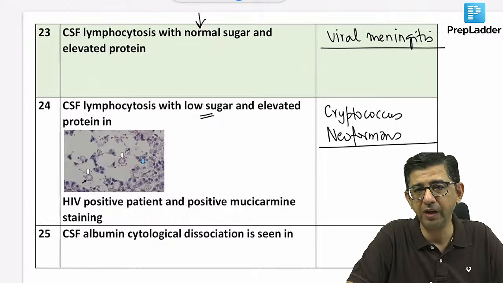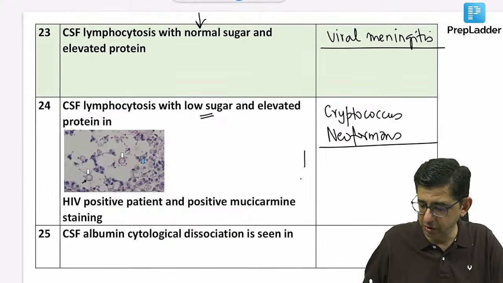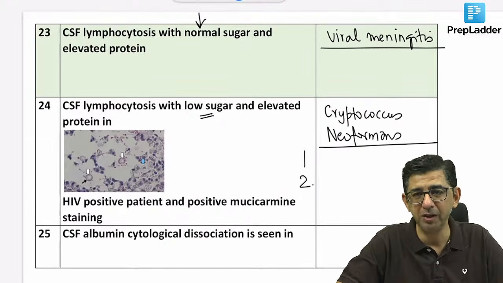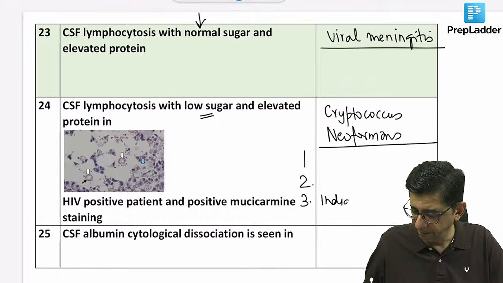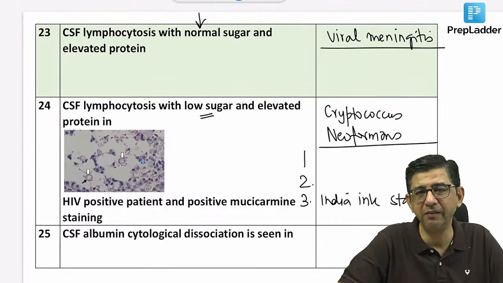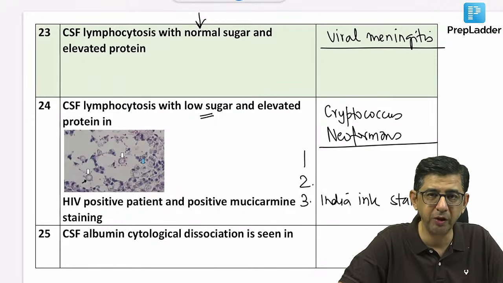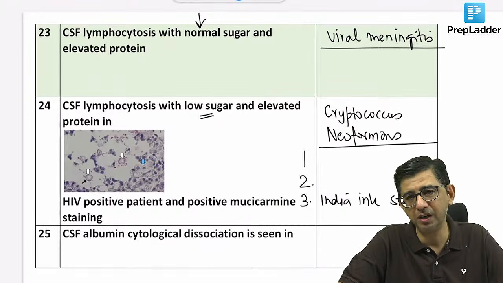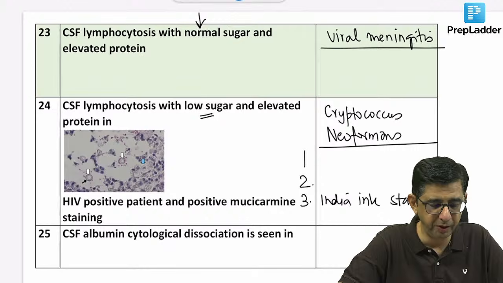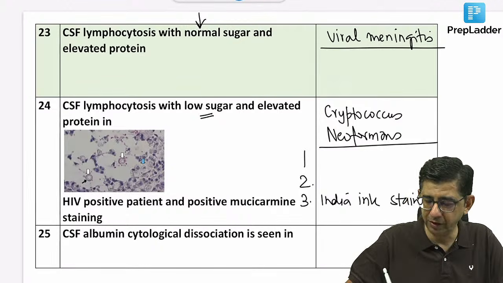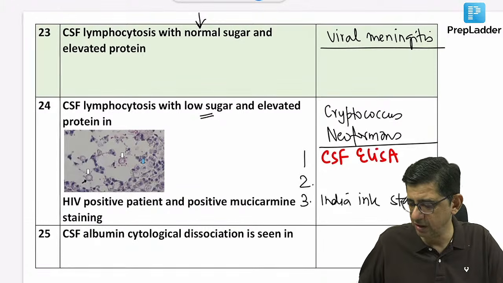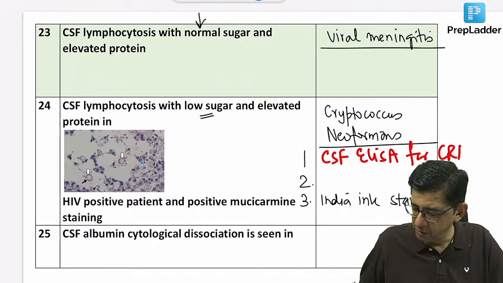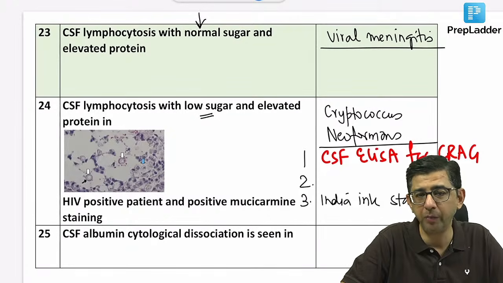Tell me the best test for diagnosis of Cryptococcus neoformans, which has been asked in your exam. Tell me the first test, the best one for diagnosis of this condition. And the answer is obviously not India ink. India ink and mucicarmine stains, we are never very sure about diagnosis based on stains because the quality of stain can vary. The microbiologist might misinterpret it. So India ink is not used for diagnosis. I think this has been asked in the exam that for Cryptococcus neoformans, it is CSF ELISA for cryptococcal antigen. So I am writing the word CRAG. CRAG would mean cryptococcal antigen.